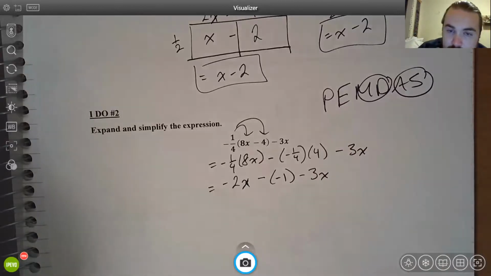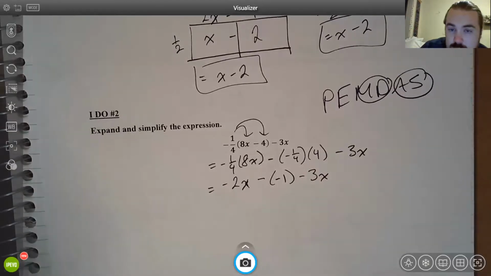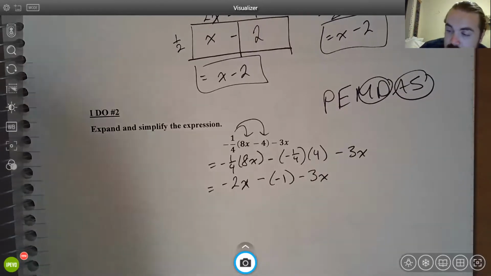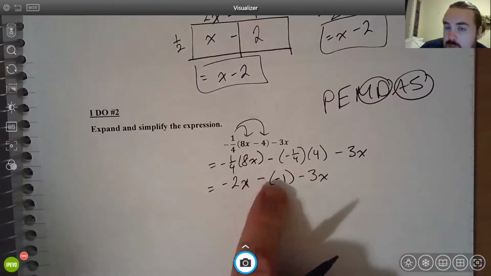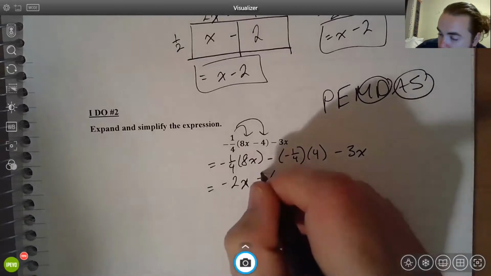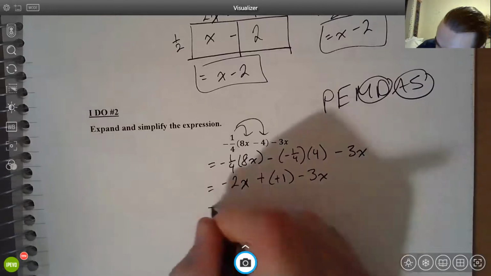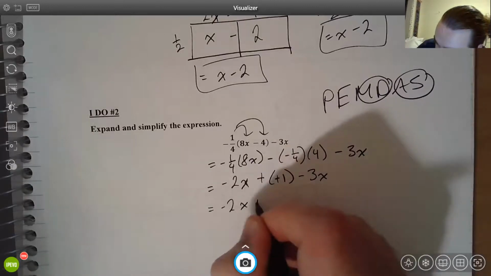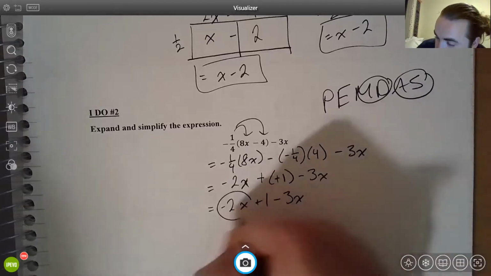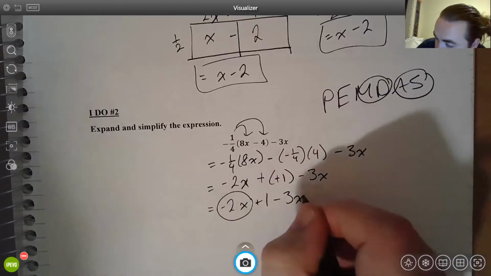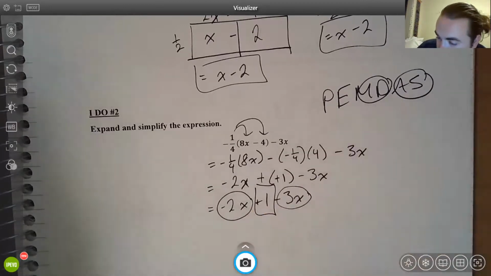Before you identify like terms here and do your circles and boxes, and you should do your circles and boxes, we want to immediately get rid of subtracting a negative, the same as a positive. Double negative is double positive. So now I have negative 2x plus 1 minus 3x. Circle negative 2x, circle negative 3x, box the plus 1.